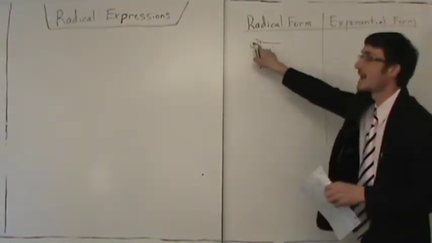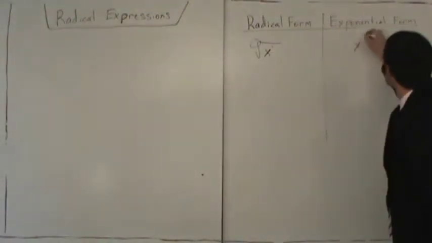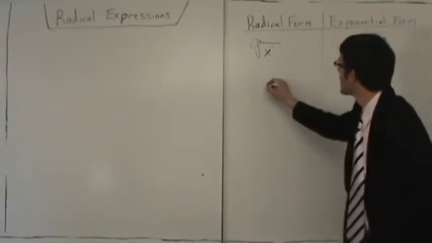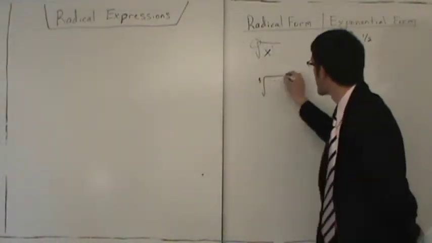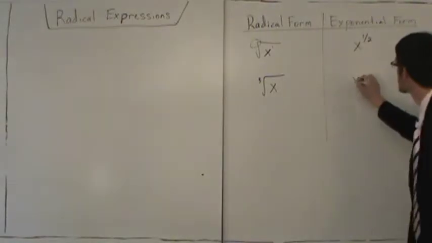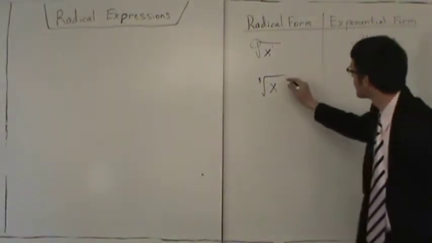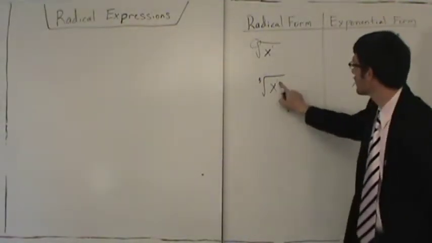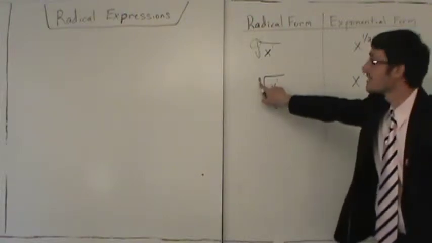So remember that we are dividing exponents. This is x to the 1 divided by 2 power. If I write the cube root of x, this is x to the 1 divided by 3 power. Notice the exponent of 1 underneath. We're taking the exponent underneath and dividing by the index.